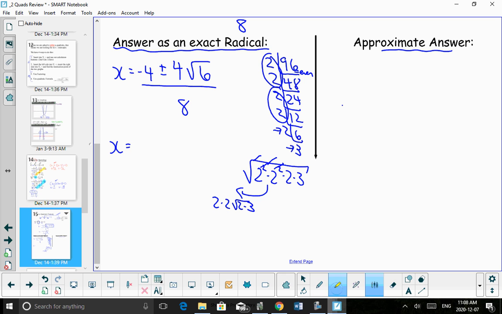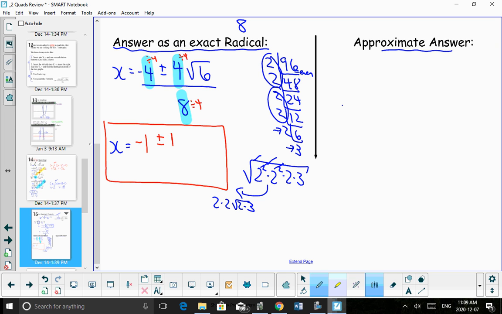What you have to do is look at just the coefficients. So 4, 4, and 8 can all be divided by 4. So my exact x-intercepts are negative 1 plus minus 1 root 6 all over 2. Okay?